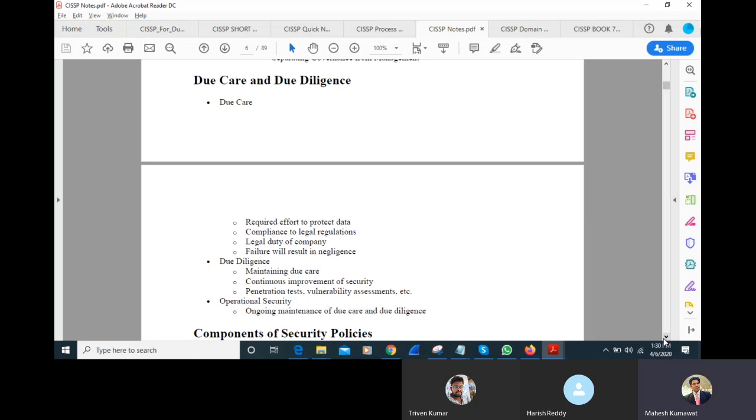So due care: suppose you are opening a new company like Paytm, first of all you need to be PCI-DSS compliant. If you are neglecting things, then there is a huge penalty on you. Due diligence is basically maintaining due care. It means continuous improvement of security, penetration tests, vulnerability assessment, etc. Here, due diligence is basically how you provide a good environment in the company.